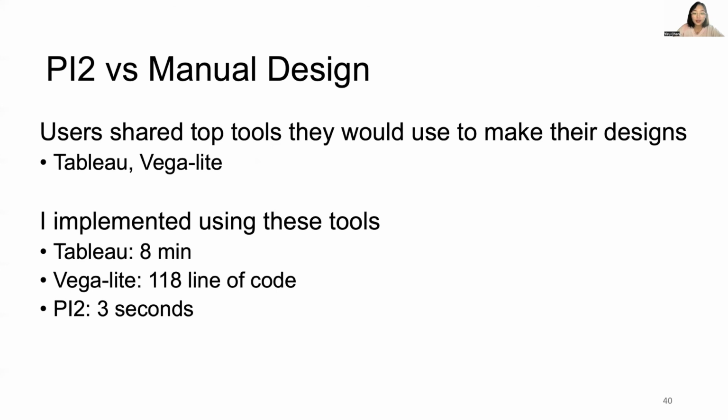I also asked the users to share the top tools that they would use to make their designs. The top 2 are Tableau and Vega-Lite. Then I just tried to recreate them. It still takes a while. For Tableau, it takes 8 minutes, and for Vega-Lite, it takes 118 lines of code. For PI2, it only takes 3 seconds. I'm not saying PI2 is better than Tableau and Vega-Lite, but if we have the analysis ready, existing tools still take a long time, while PI2 can automatically generate an interface within a few seconds.